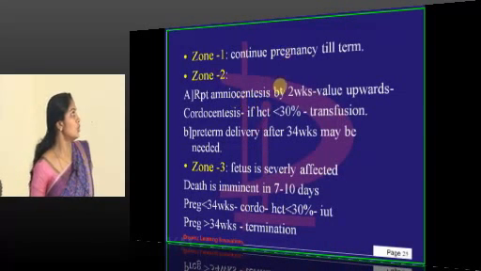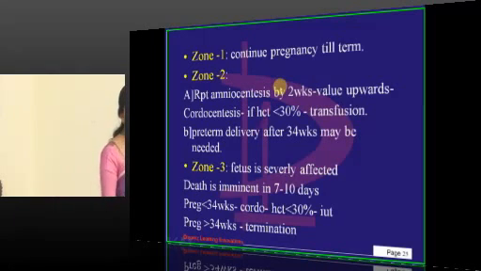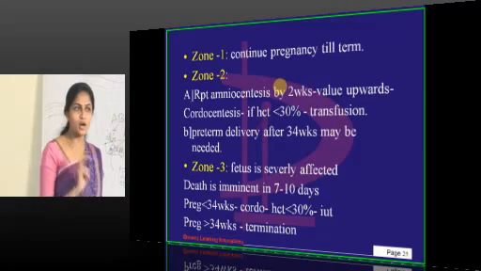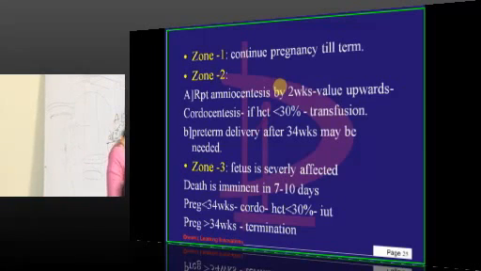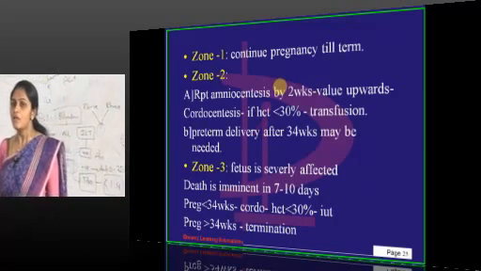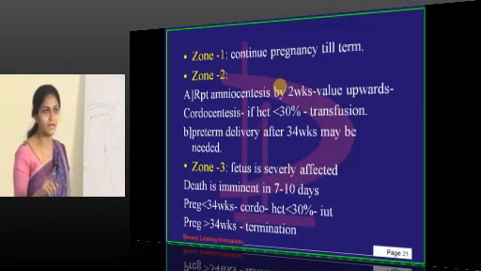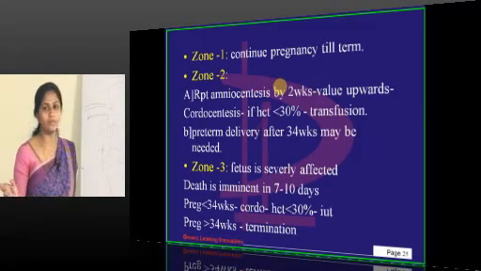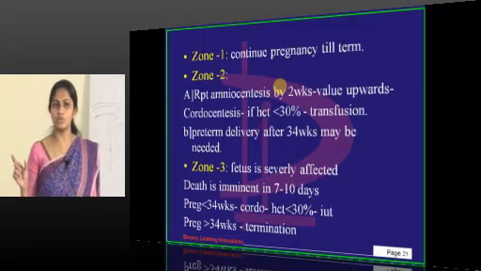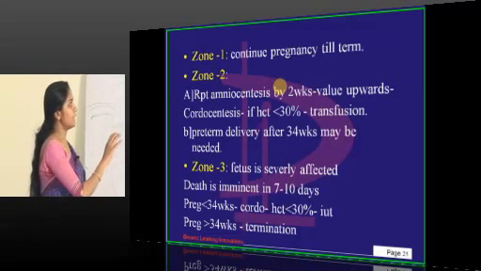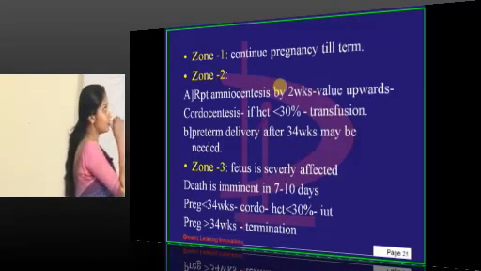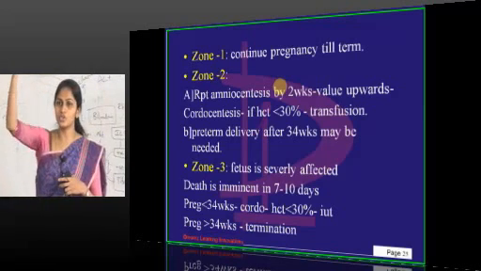In zone 2, after how many weeks am I repeating? In zone 1, when am I going to repeat? After 1 month, once again. Whereas in zone 2, it is a moderate disease. Now I can't wait for 1 month, the baby will die. So now I have to repeat within 15 days. I have to do this test. So once I repeat amniocentesis, what do I have to do if the values are going into zone 3?